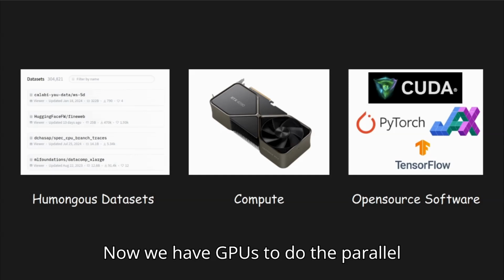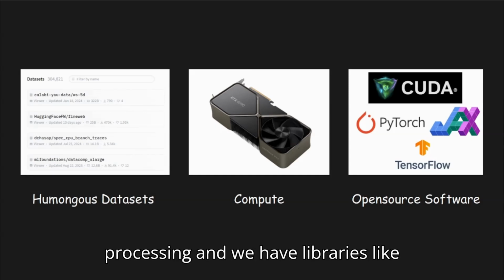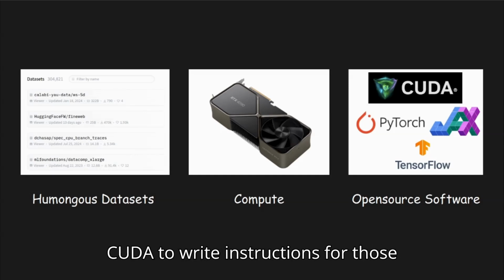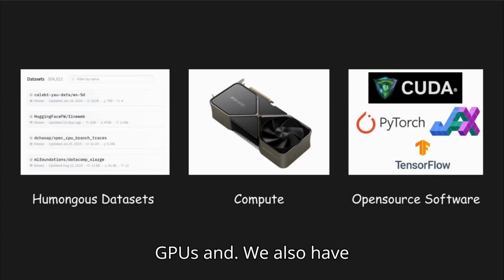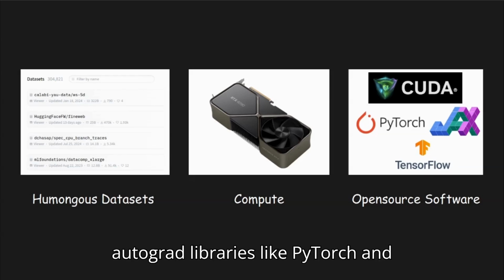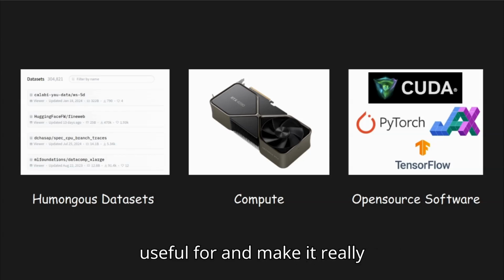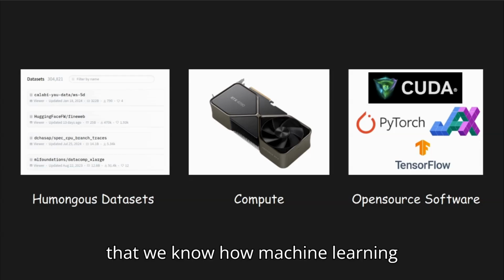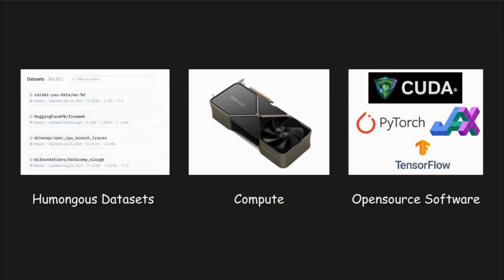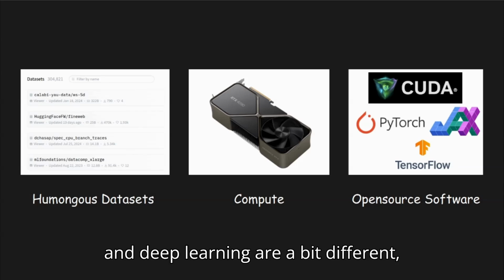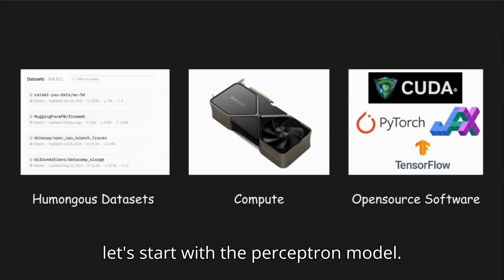Now we have GPUs to do the parallel processing, and we have libraries like CUDA to write instructions for those GPUs. We also have autograd libraries like PyTorch and JAX, which are open source, really useful, and make it much easier for us to implement deep learning algorithms. So now that we know how machine learning and deep learning are a bit different, let's start with the perceptron model.